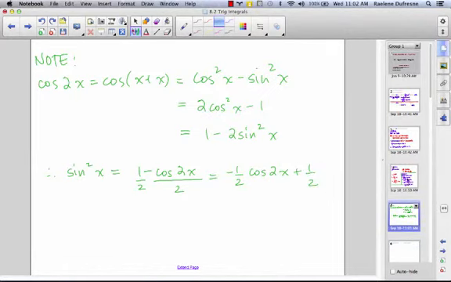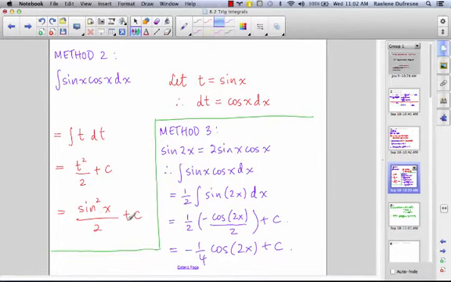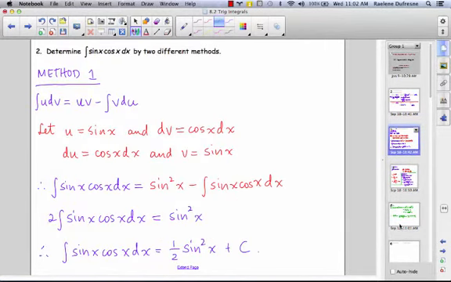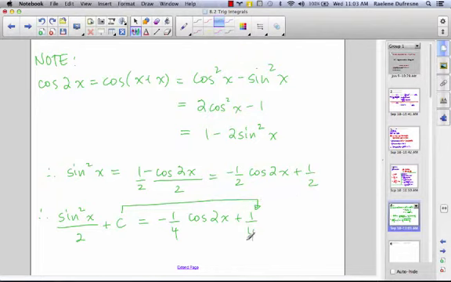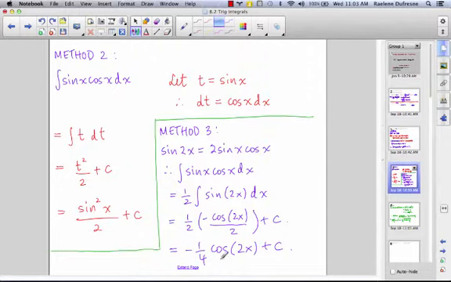And so from methods 1 and 2, we saw the same result of sine squared x over 2 plus c. So sine squared x over 2 plus a constant is equal to 1/2 of this result, which is going to be negative 1/4 cosine of 2x plus 1/4. Well, we can see that we have different constants here, and that's why we have the same result from methods 2 and 1 as we do in method 3. There's the negative 1/4 as opposed to the positive 1/2 for the sine squared x.